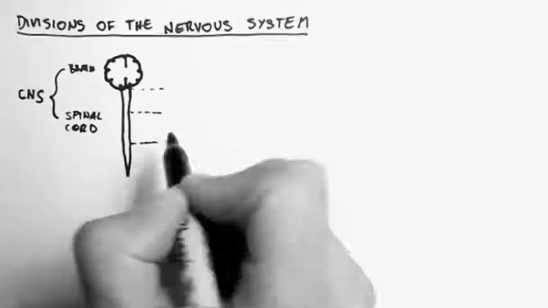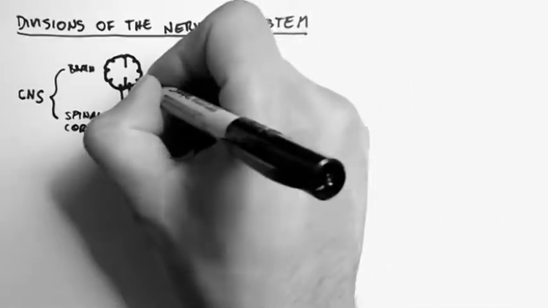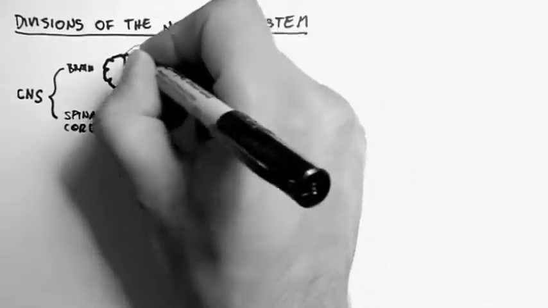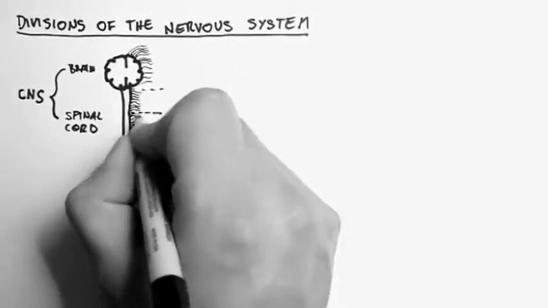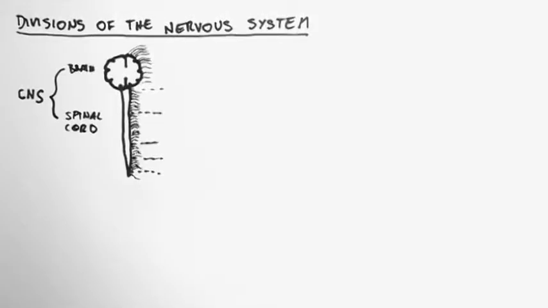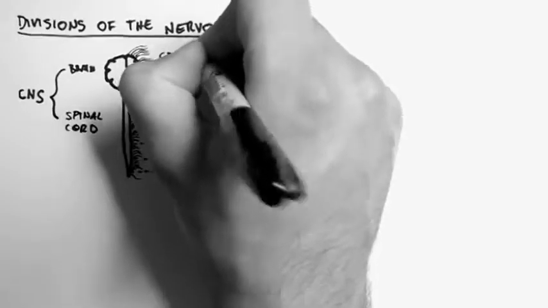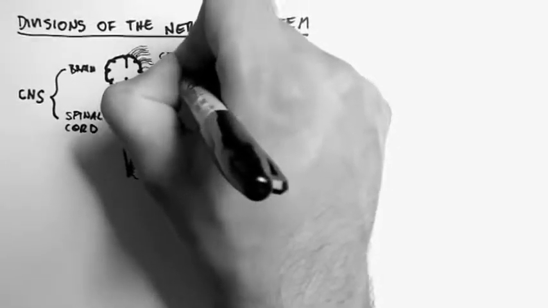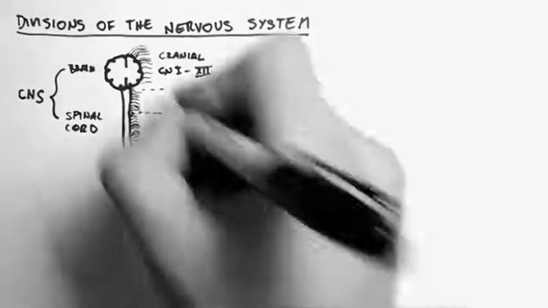Now there are 6 different sets of nerves which arise from the CNS. There are 12 from the brain and brainstem, and 31 pairs from the spinal cord. The ones coming from the brain and brainstem are called cranial nerves, and we denote those CN 1 to 12, and we normally use Roman numerals.